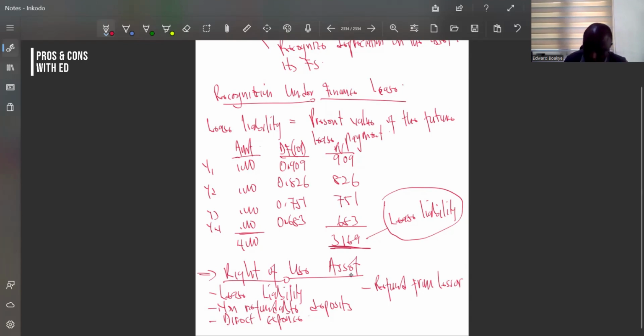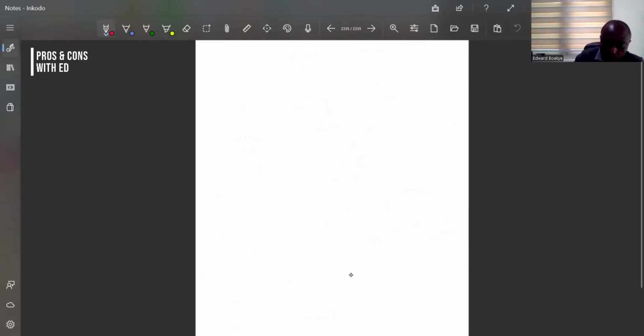So the question you ask yourself: this is a refund, so you have to subtract it. You have to subtract the refund. Well, in total, we come and get what we call the right of use asset, the cost of the right of use asset. Let's put it in perspective. So one, the cost of the right of use asset.